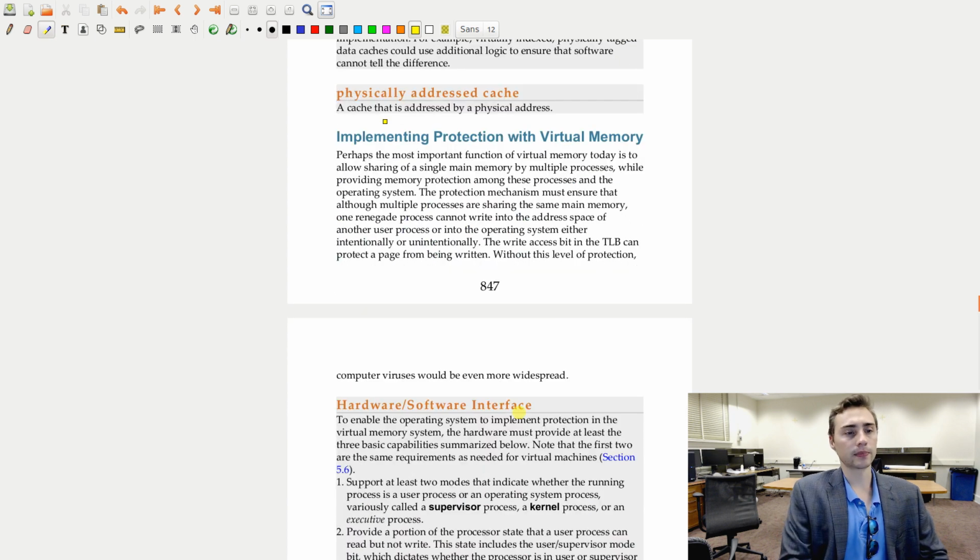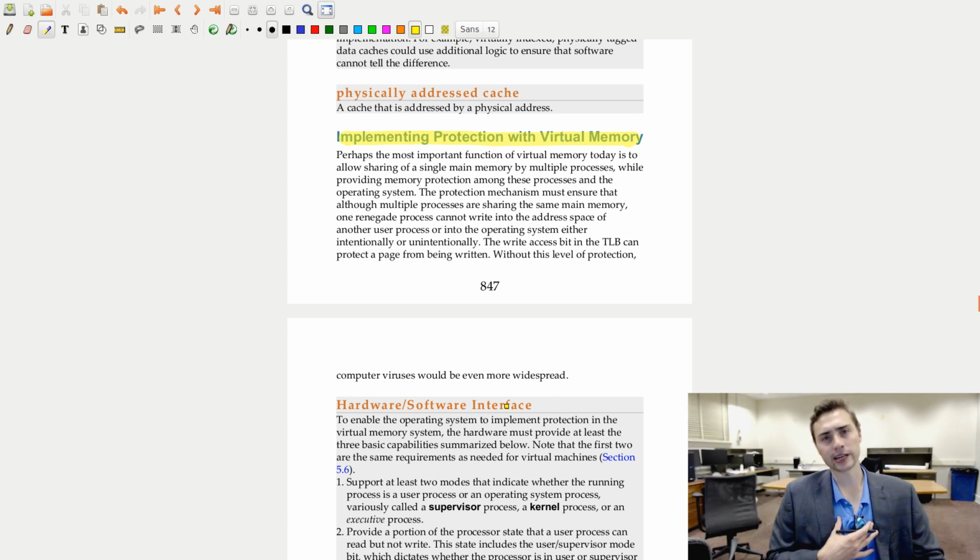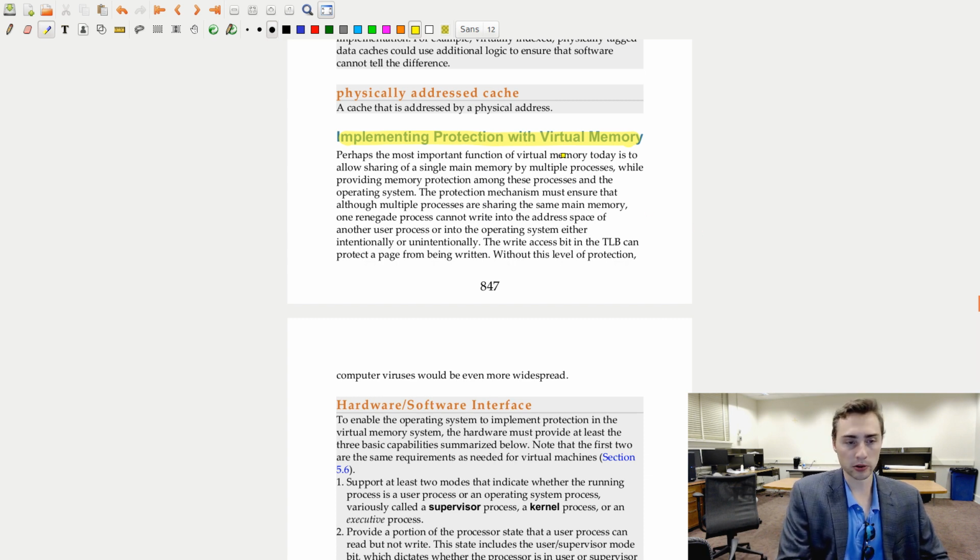So let's talk a little bit about implementing protection with virtual memory. I'm a security guy. A lot of my research is security focused, so this kind of stuff is more interesting to me. One of the most important functions of virtual memory is to allow sharing of a single main memory by multiple processes with memory protection. A write access bit in the TLB can protect a page from being written, and without this level of protection, a computer virus would become more widespread.